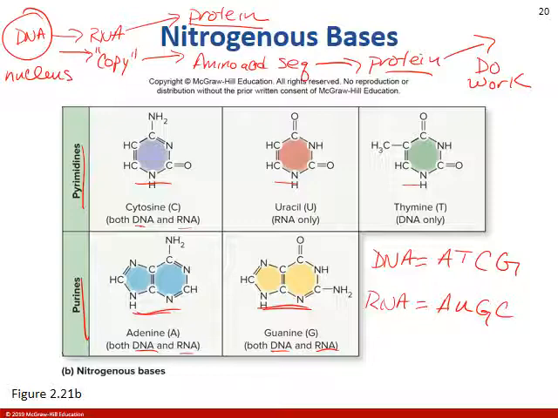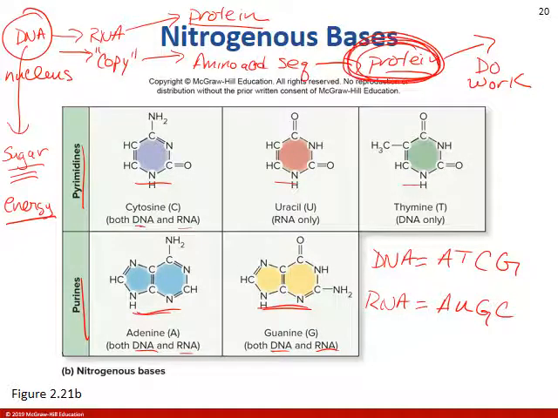Hopefully you can see that everything builds, right? So what's the core component of DNA? What's the backbone of DNA? Sugar. What else do we use sugar for? We use sugar for energy, right? How do we get things done in the body? Proteins. Well, do we need nucleic acids? And do we need sugars in order to make proteins in order to do work in the body? Hopefully we're saying yes. So this is all interconnected.